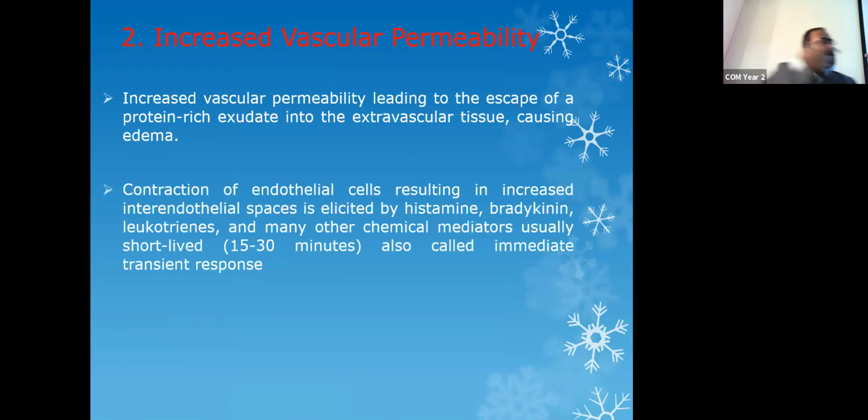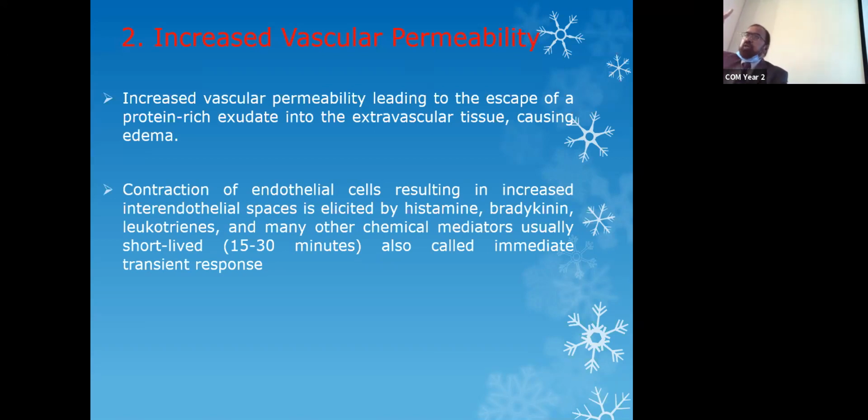Now, inside the blood vessel, the endothelials are joined together like this. There is no gap between it, right? But in the inflammatory process, with the help of histamine, bradykinin, and leukotrienes, the endothelial cells contract and there will be a gap between the two endothelial cells. This gap is enough for the cells to escape from the blood vessels. Okay, number one. And this is usually a short-lived one, lasts for only 15 to 30 minutes. This is an immediate transient response.